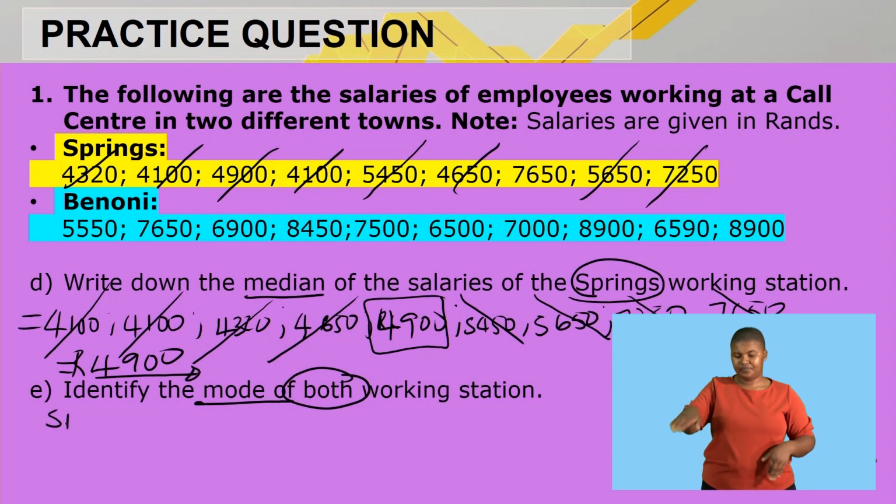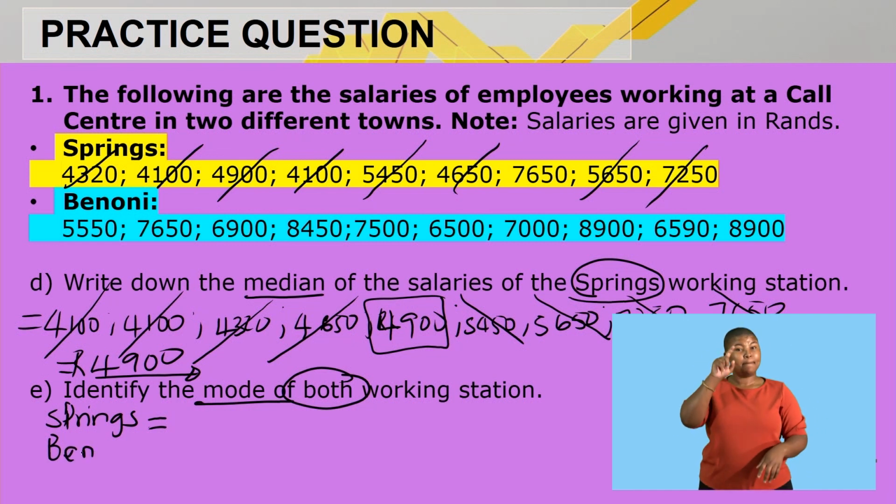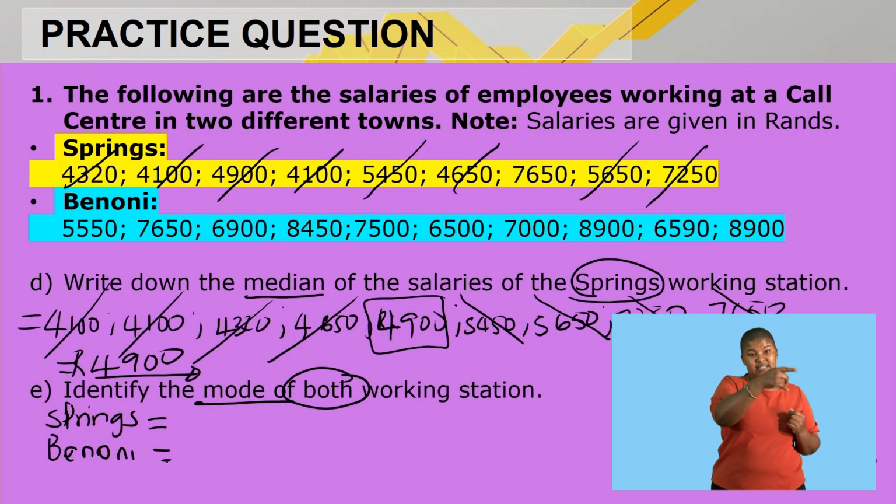Then number E, identify the mode of both working stations. For Springs, remember we've said when you are dealing with more than one data set, or when you are calculating more than one concept, you need to indicate that I'm calculating for this and I'm calculating for that. So in this case, we need to indicate this is for Benoni, and the other one would be for Springs.